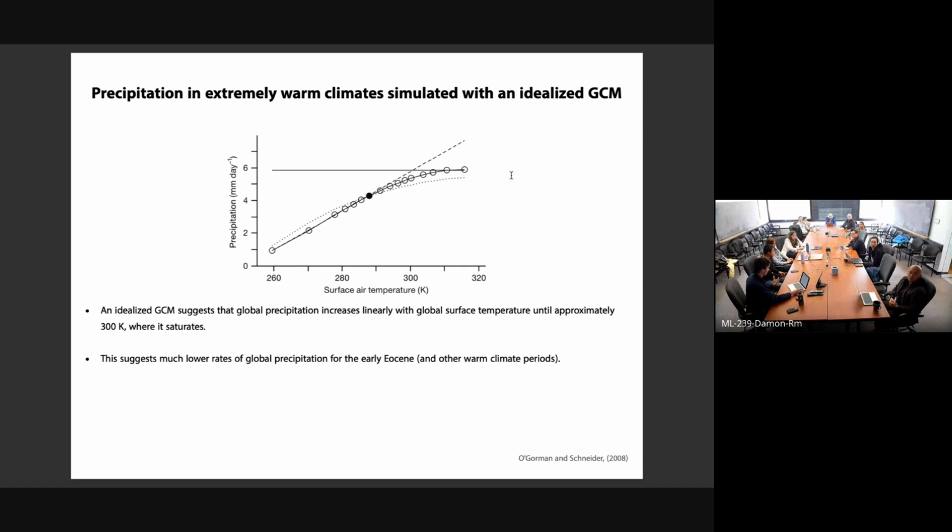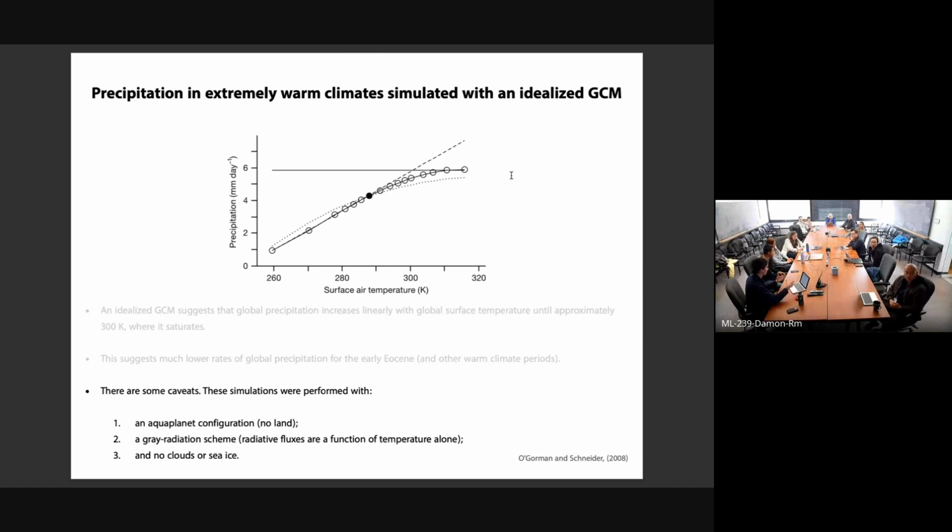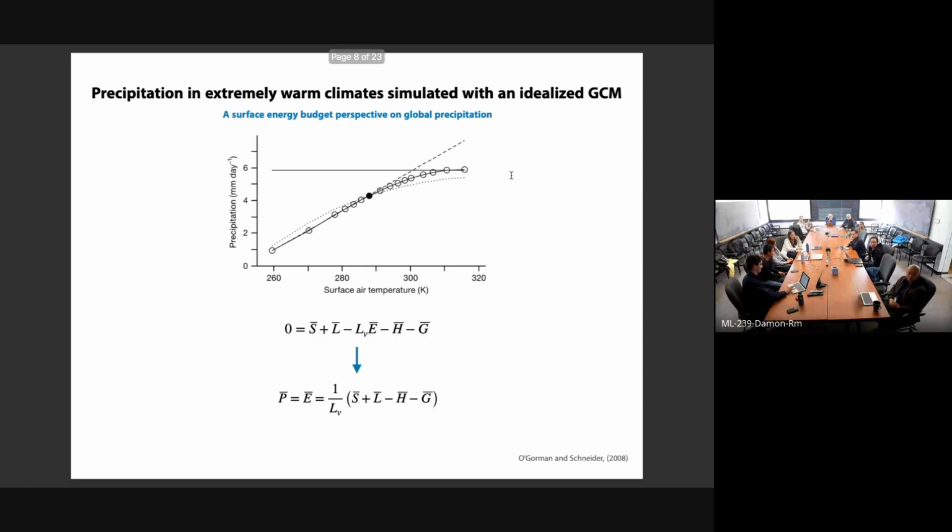But there are a lot of caveats to this. They used an idealized gray radiation model. It was an aquaplanet, so there's no land. The gray radiation scheme assumes that radiative fluxes are a function of temperature alone. And most importantly, there are no clouds or sea ice. So there are a lot of variables here that didn't occur. But it was still a good paper to ask, what would precipitation look like in extremely warm climates? And the way they began to understand this was that globally, precipitation must be equal to evaporation on annual timescales.